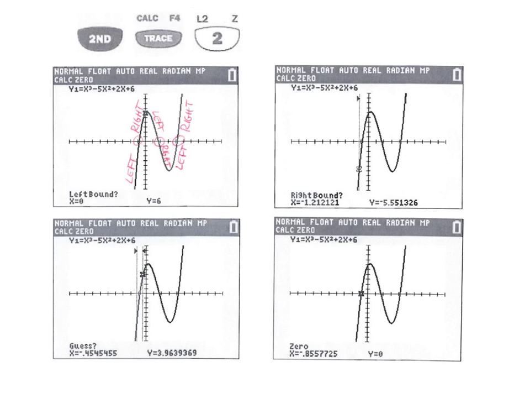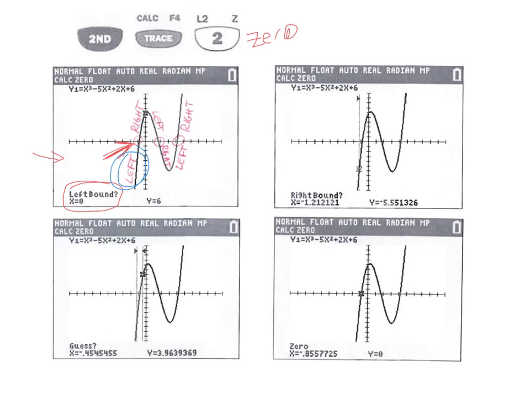The menu item that we need is you're going to push the button second, and then the button trace, and then you're going to choose option number 2, which is to find the zeros. When you do that, you get this first screen, and it asks the question left bound. And so you've got to know your left from your right. I'm going to first try and find this far left 0. So you're going to move your cursor somewhere to the left of that 0 and hit enter.